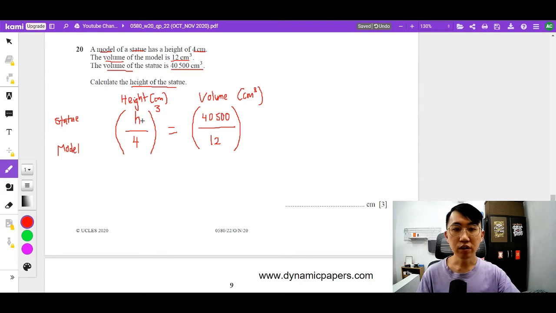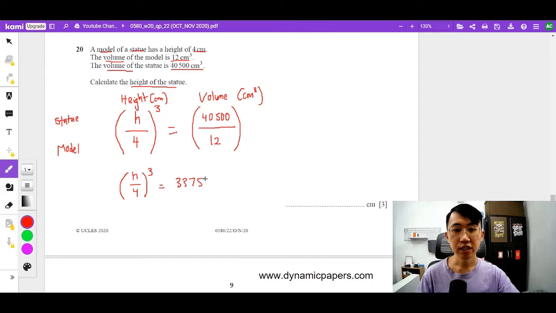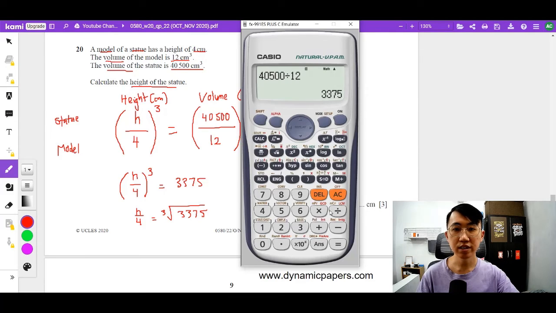Alright, so now the working is really ready. Continue to solve and simplify. So h over 4 cube is equal to, use calculator and solve this, 40,500 divided by 12. Okay, 3375. The next step is actually to move the cube over here to become cube root. So h over 4 is the cube root of 3375. Just keep solving and bringing your working downwards. So shift cube root 3375, or you press answer from just now. So teacher gets 15.